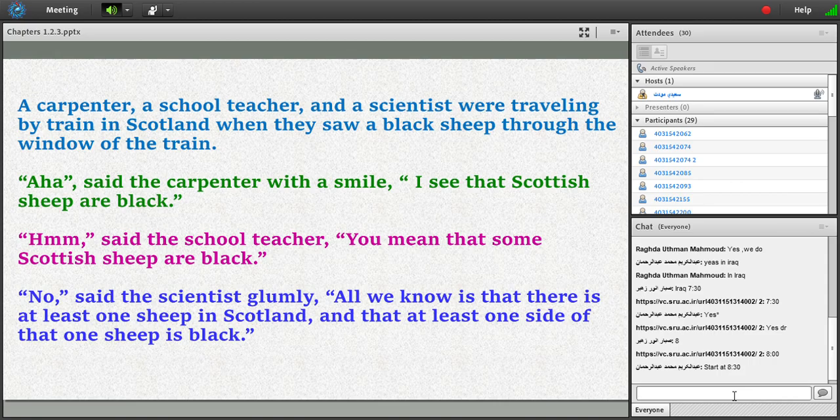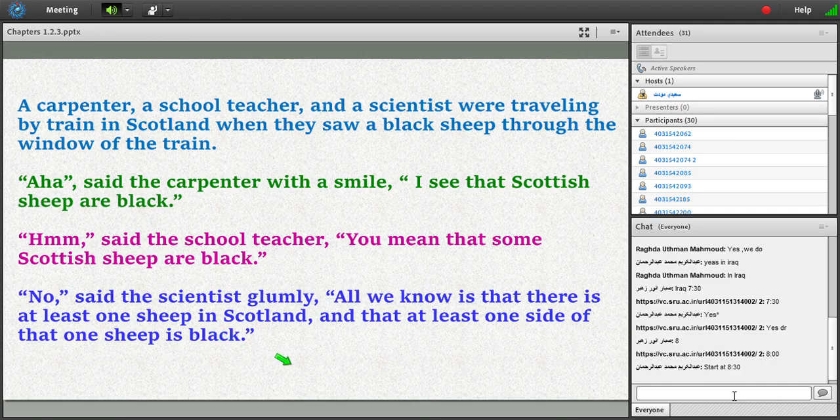A carpenter, a school teacher, and a scientist were traveling by train in Scotland when they saw a black sheep through the window of the train. "Aha," said the carpenter with a smile. "I see that the Scottish sheep are black." Said the school teacher, "You mean that some Scottish sheep are black?" "No," said the scientist glumly. "All we know is that there is at least one sheep in Scotland and that at least one side of that one sheep is black."